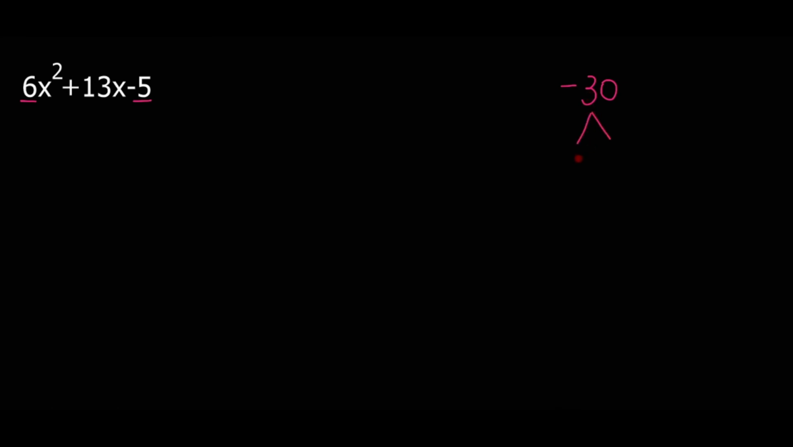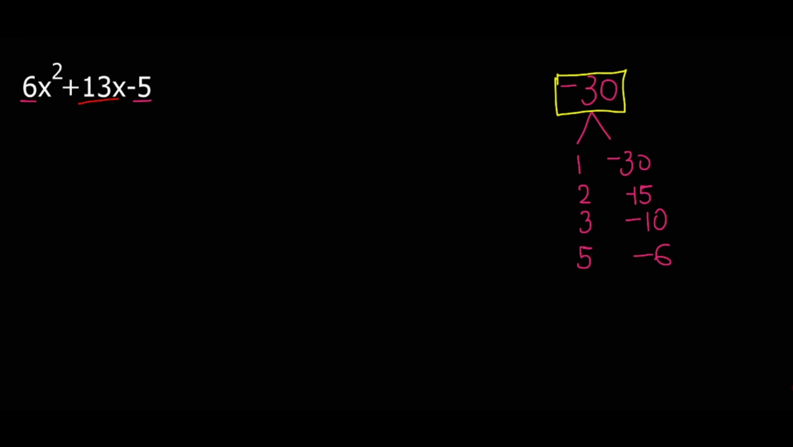Negative 30 divided by 1 gives negative 30. Negative 30 divided by 2 gives negative 15. Negative 30 divided by 3 gives negative 10. 4 is not a factor. Then 5 gives negative 6. These are the factors of negative 30. And then as usual, from here we look for two numbers that when we multiply them give negative 30, but when we add them give our middle term, which is positive 13.